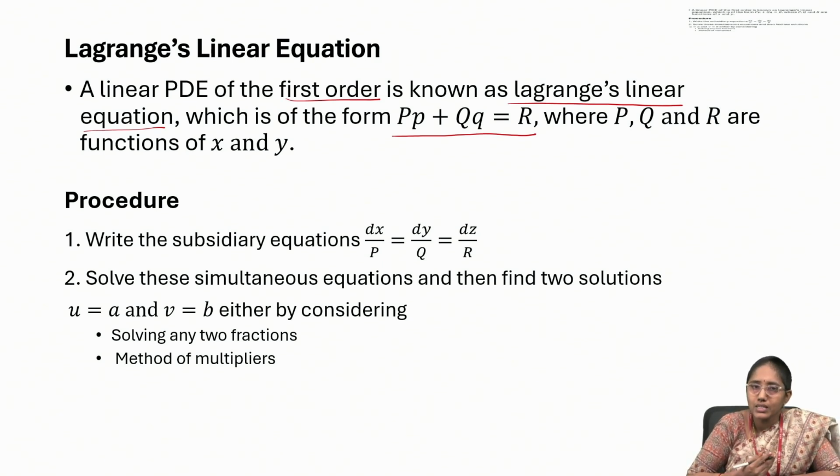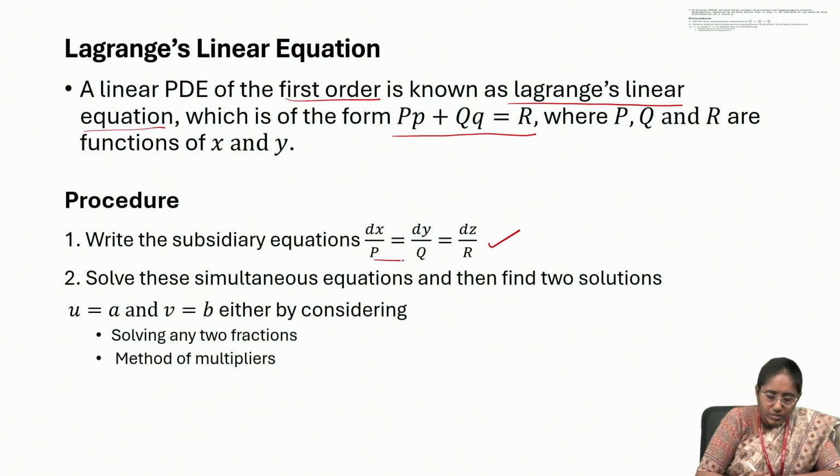For solving such type of Lagrange's linear partial differential equations, just write the subsidiary equations: dx by P is equal to dy by Q is equal to dz by R. To solve these simultaneous equations and then find the two solutions, u = a and v = b, either by solving any two fractions.